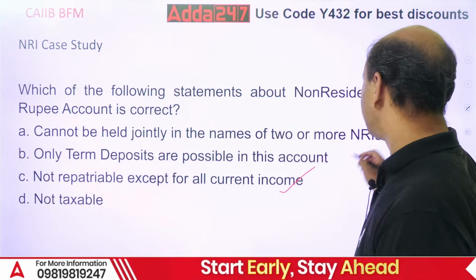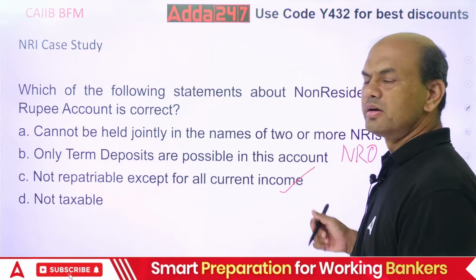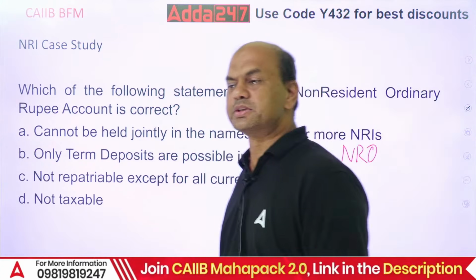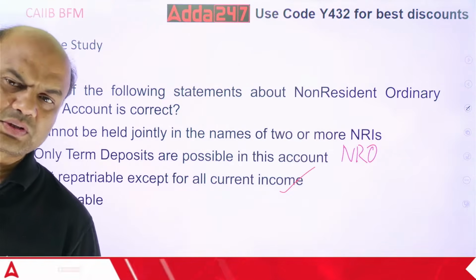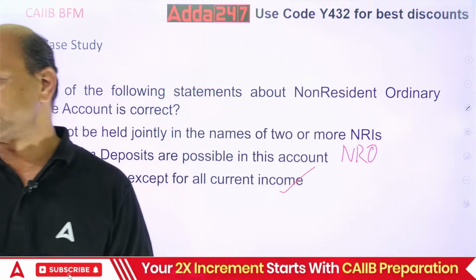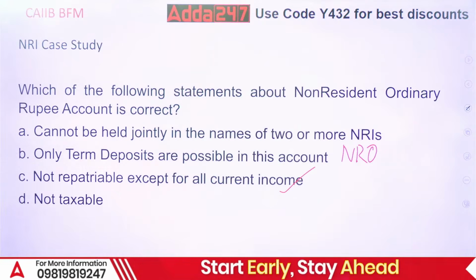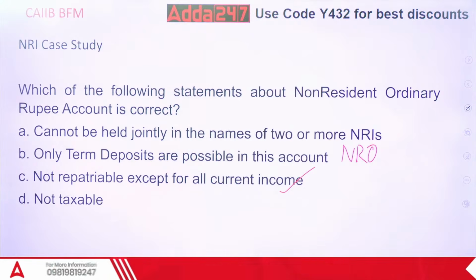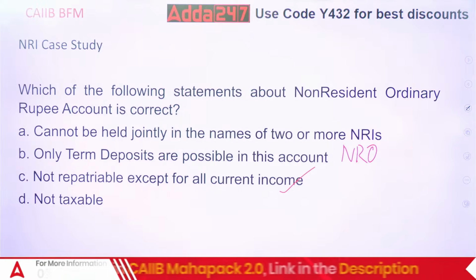Kindly note, which types of accounts are possible in an NRO account? Who can tell me? Which of them are possible in NRO accounts? Can anyone type it in the comment section? Which type of accounts are possible in an NRO account?